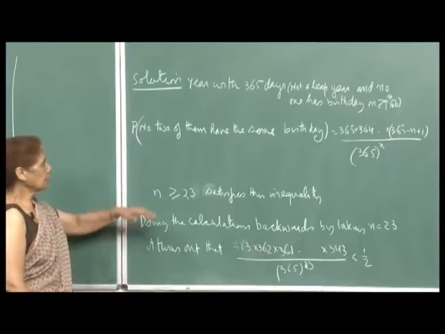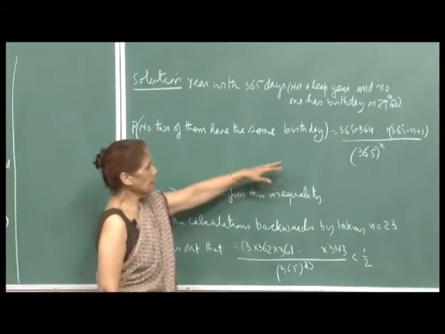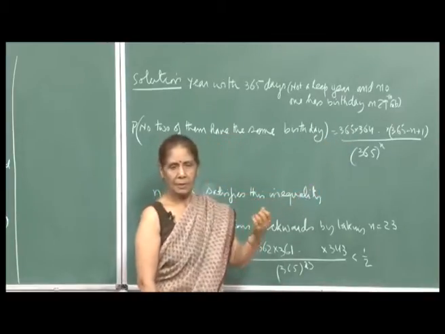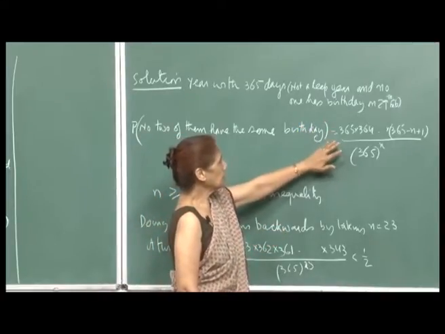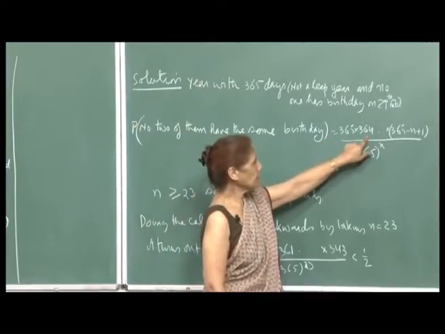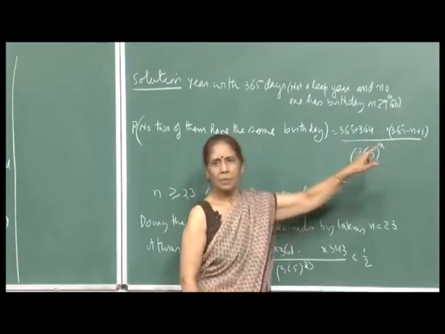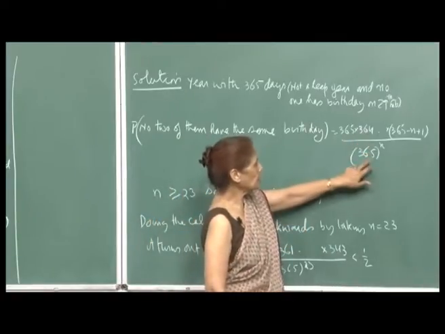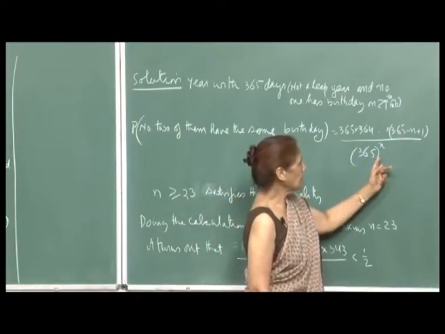So, the birthday problem. If no two of them have the same birthday, then of course, we will write it as follows. The first person can have a birthday on any of the 365 days, and we are of course ruling out the leap year, so nobody has a birthday on 29th February. So, this is 365 upon 365. Then in the group of n people, the second person can have his or her birthday on any of the remaining 364 days, and so 364 upon 365, and so on. So, this will go on up to 365 minus n plus 1 upon 365.